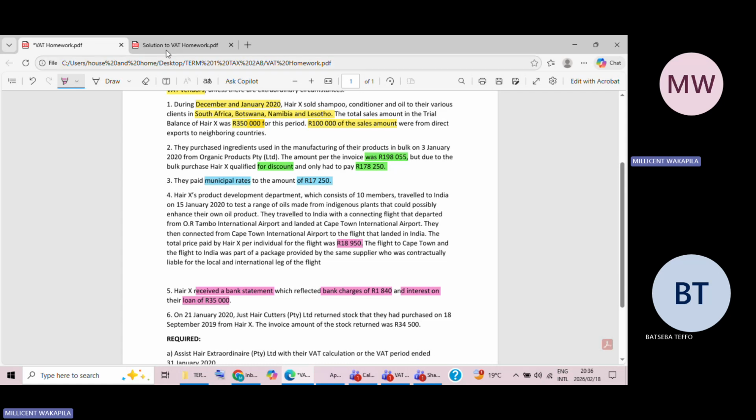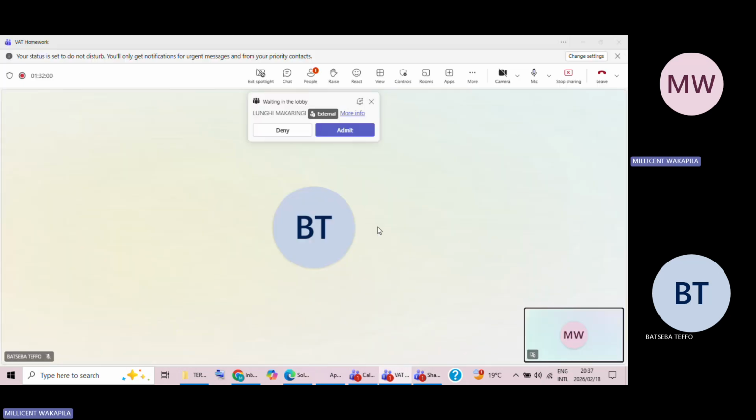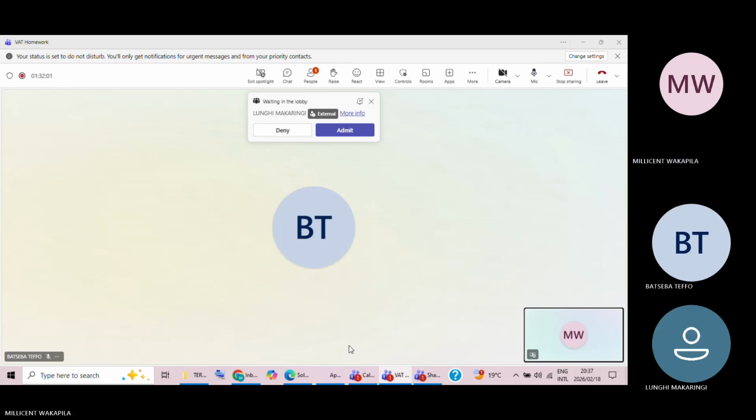Okay, so for your bank charges, you would have to say 18,040 multiplied by 15 over 115 to get yourself 240, right? Okay. So they really like to play around between bank charges and interest on loan, right?